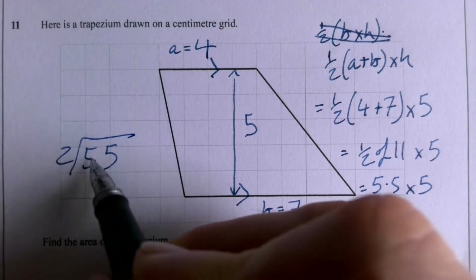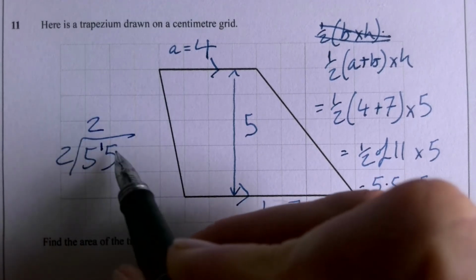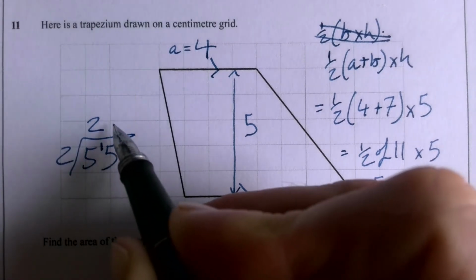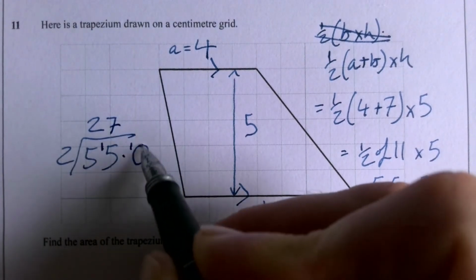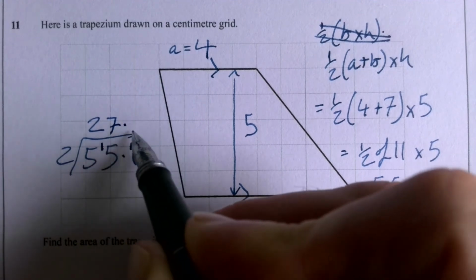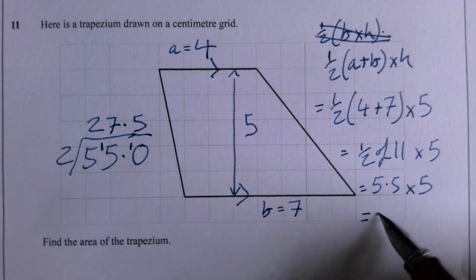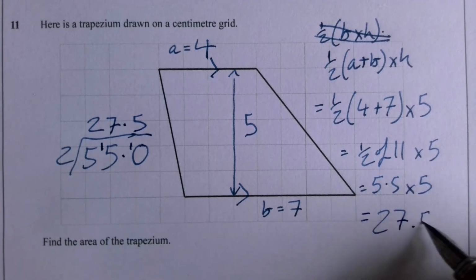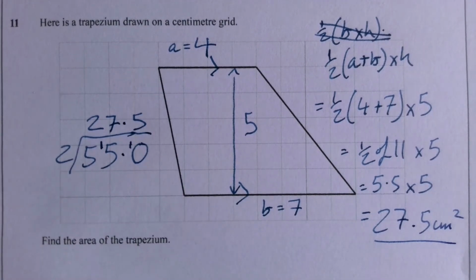Half of 55. 2 goes into 5 twice with 1 remainder. 2 goes into 15 7 times, because 7 2s are 14, with 1 remainder, so we need to put a decimal point in and a 0 in there. 2 into 10 goes 5 times, so it's 27.5 centimeters squared.